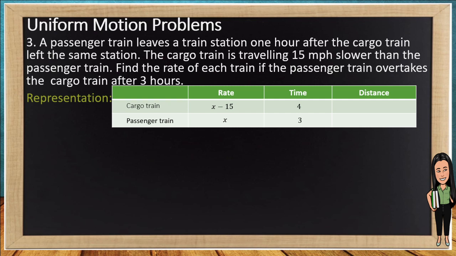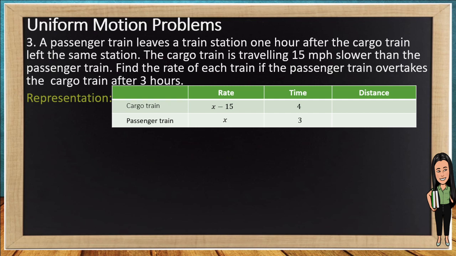Bakit 4? Kasi, according to the question, the passenger train leaves the train station 1 hour after the cargo train. So, nauna yung cargo train ng 1 hour. Okay? And then, after 3 hours, na-overtake na daw ng passenger train yung cargo train. Ibig sabihin, itong 3 hours na to, naging pareho na yung distance traveled nung dalawa, nung passenger at saka nung cargo. Kaya ma-overtake na siya kasi naging pareho na yung distance nila.